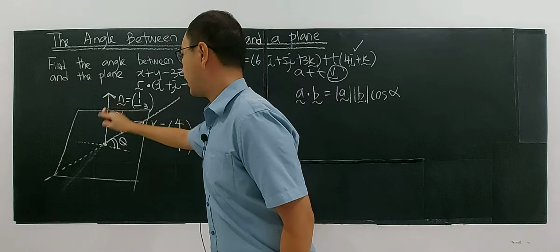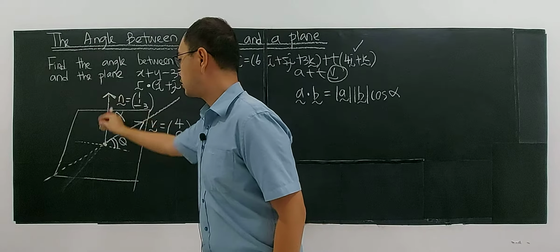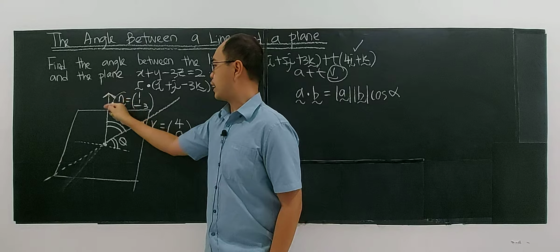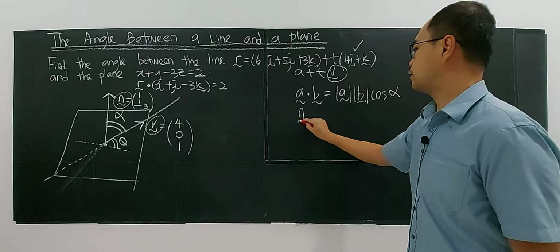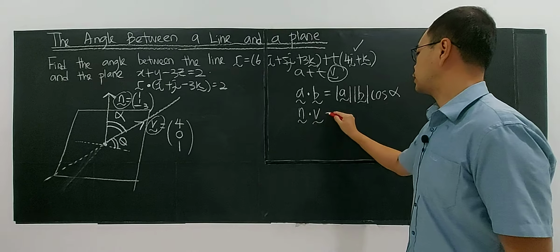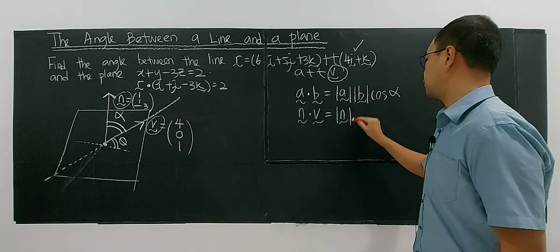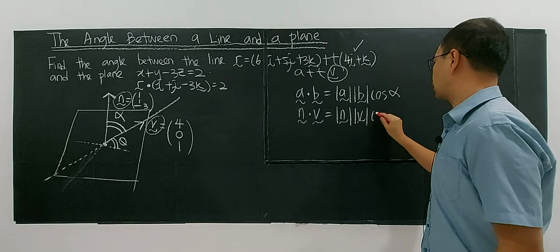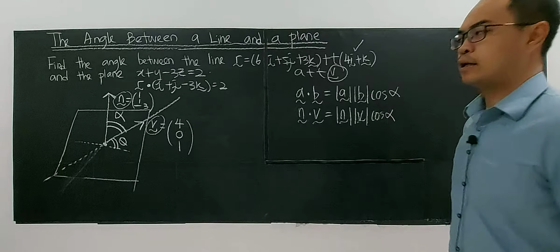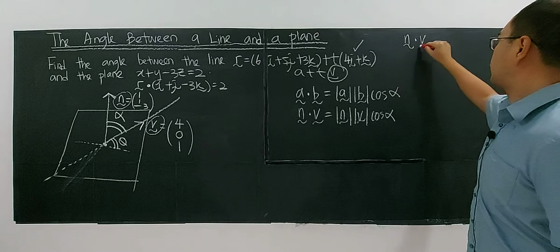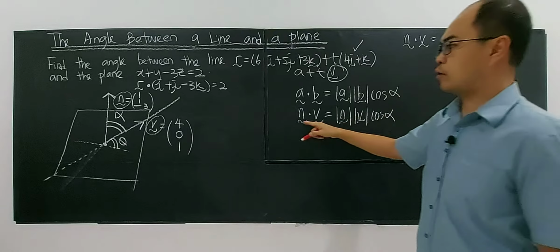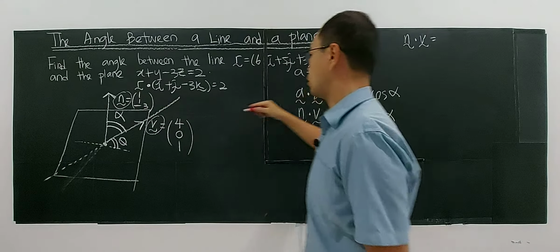The alpha will be between these two vectors, N and V. So the formula is N dot V equals magnitude of N, magnitude of V, cos alpha, right? So we are finding N dot V according to the formula.